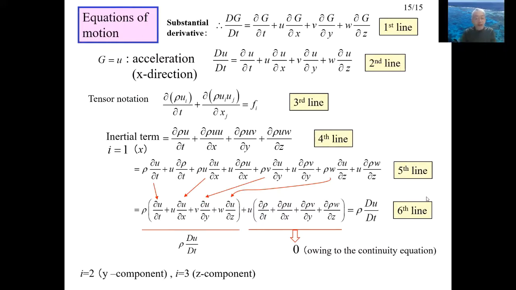As a result, you can see the left-hand side of the third line is the same as Du/Dt of the second line. The same is true for i equal 2 and i equal 3. This is the end of lecture 8. Thank you.